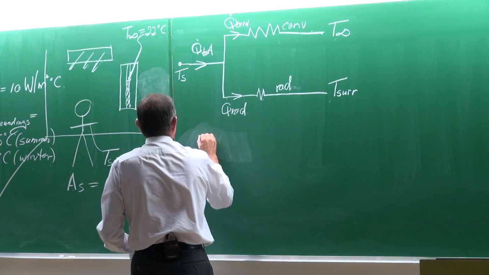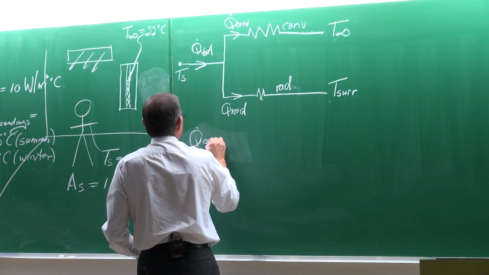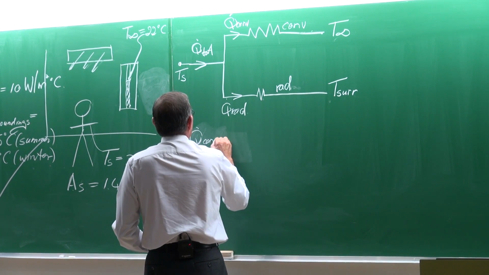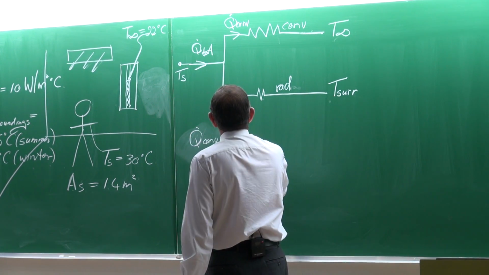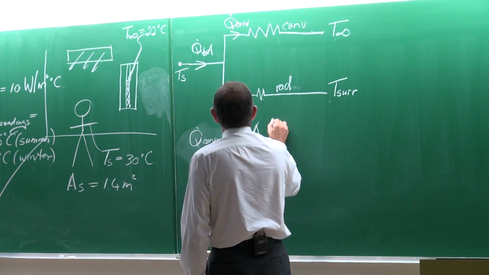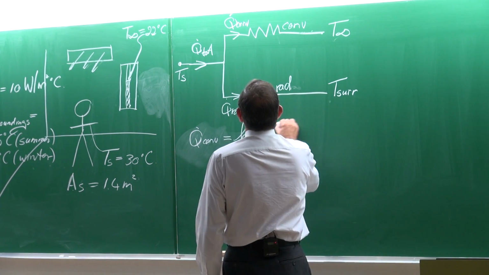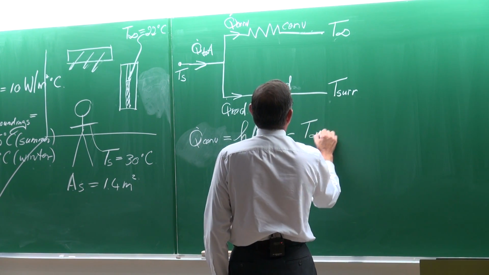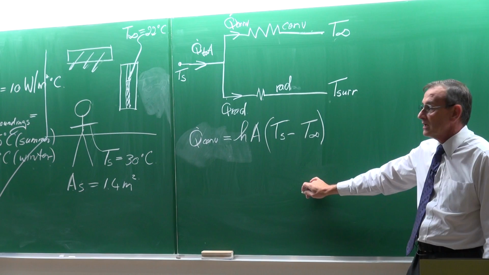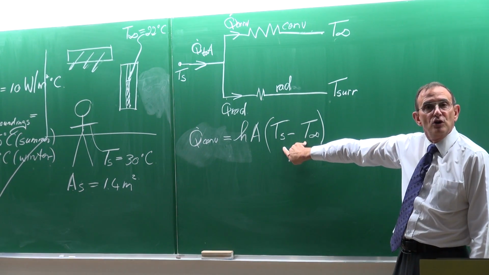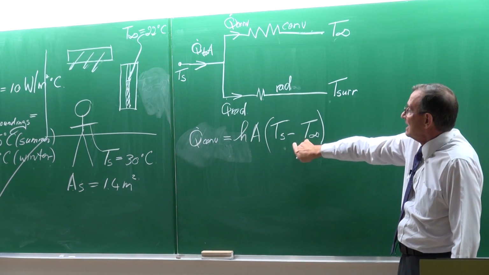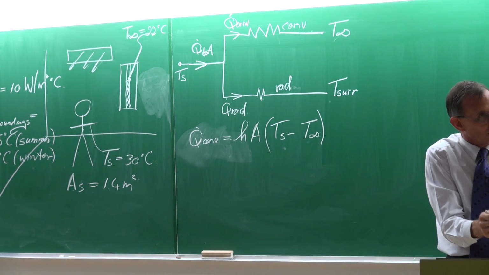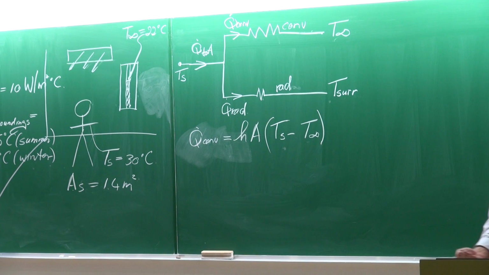Let's first do the convection heat transfer. The convection heat transfer is equal to the heat transfer coefficient multiplied by the area multiplied by the temperature difference, Ts minus T infinity. Okay. Take note, we can use the temperature difference in degrees Celsius or in Kelvin. It's not going to matter because it's just the difference between the two.